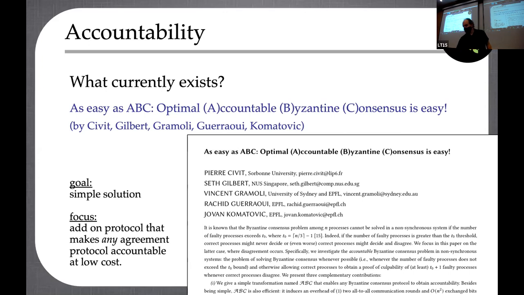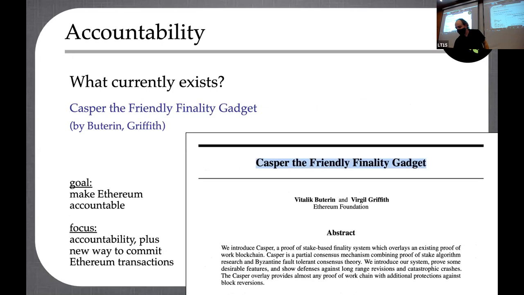And then we're not the only ones who've been interested in accountability. It turns out that these folks over at Ethereum, like Vitalik Buterin, have also been interested in accountability. Around the same time we were working on this, they introduced Casper, the friendly finality gadget, which is their attempt to make Ethereum accountable. Their attempt to ensure that if you try to violate the Ethereum protocol, we can prove who was doing that and slash your accounts. This is part of their attempt to move to proof of stake, for example.